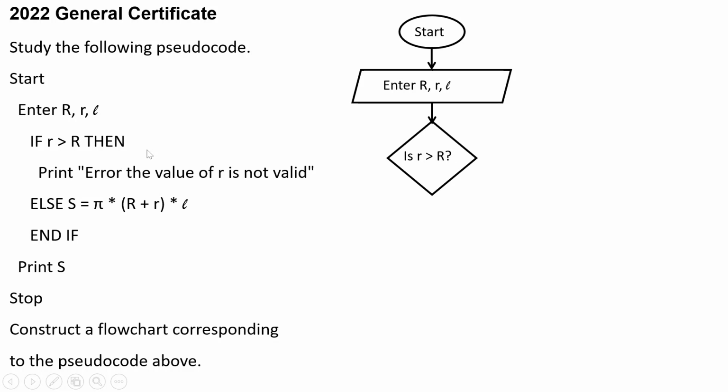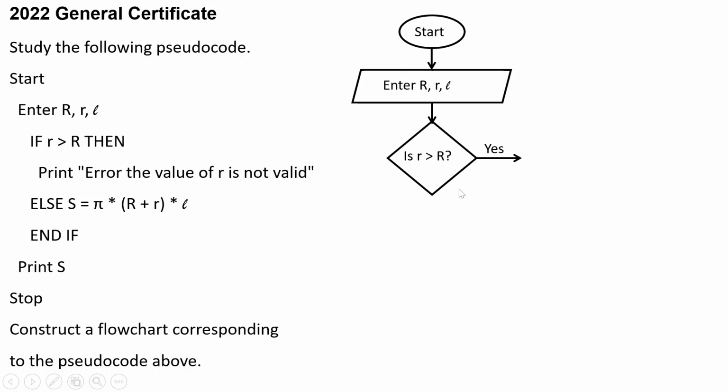So then here represents yes, meaning you have agreed to this. If small letter r is greater than capital R, so you say here you are asking yourself, is small letter r greater than capital R? You say yes. Yes, then what comes next is this one. Then print error, the value of r is not valid. So in this print here, print, display, enter, use the same symbol, parallelogram.